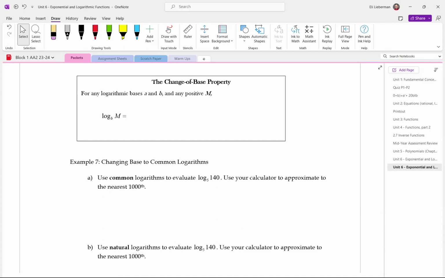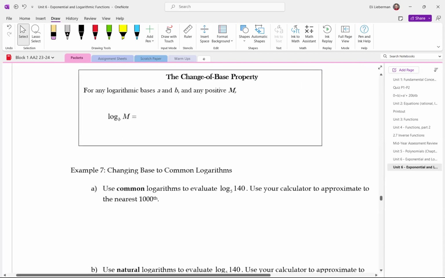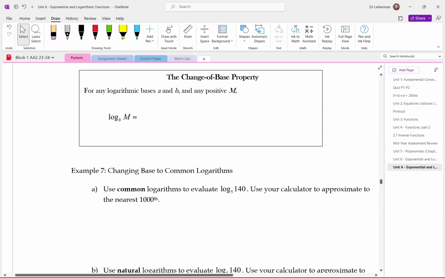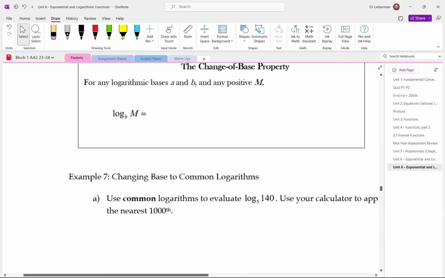So there's one more property that we need to talk about, called the change of base property or the change of base formula. If for any reason you are dissatisfied with the base you've been given, you may change it to the base of your choosing. Usually we change it to common or natural, but it could be any one that you choose. There's a specific equation. You can't just cross it out and put the new one there.